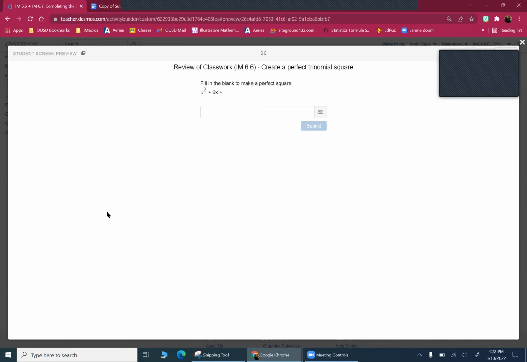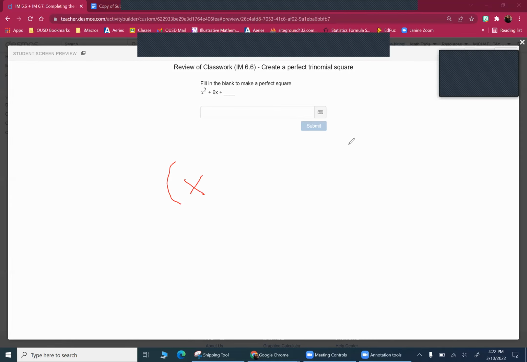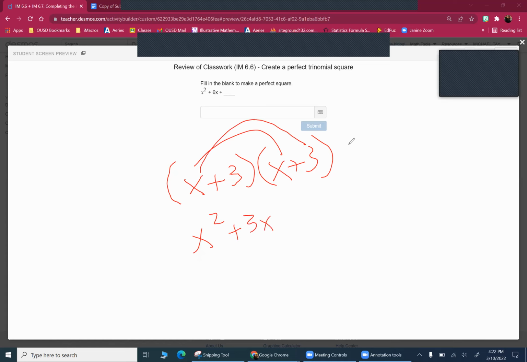One of the skills that we've learned is how to make a perfect square. Let's see if I can annotate this. Yes, I can. If I've got x plus 3 times x plus 3 and I multiply that together, my first two terms multiply together, I get x squared. My outer terms get added together, it's 3x. My inside terms are 3x. And my last terms get multiplied together, it's 9. And that's x squared plus 6x plus 9.